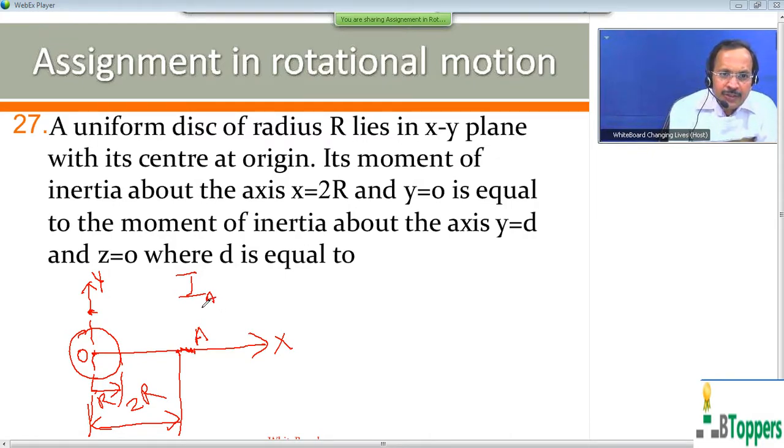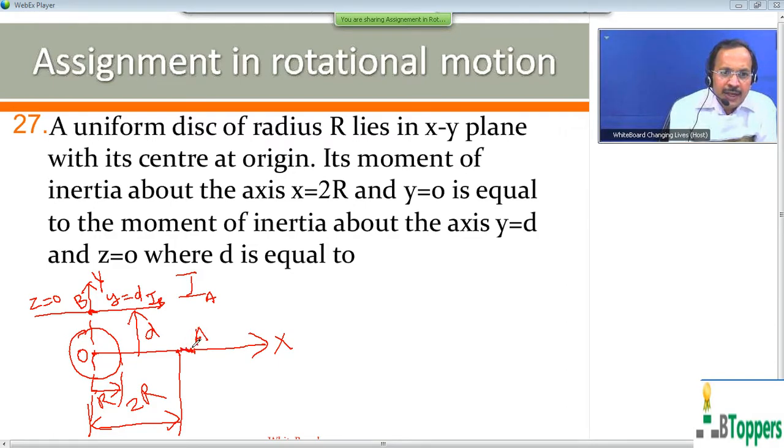And IA denotes the moment of inertia about this axis passing through point A. That is the same as the moment of inertia about the axis y equal to z equal to 0. z equal to 0 for any axis which lies in the xy plane. So z equal to 0 and y equal to d represent this particular axis passing through the point B. IB denotes the moment of inertia about the axis passing through the point B.